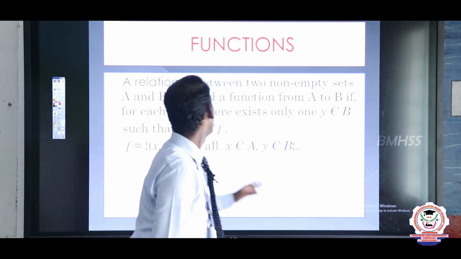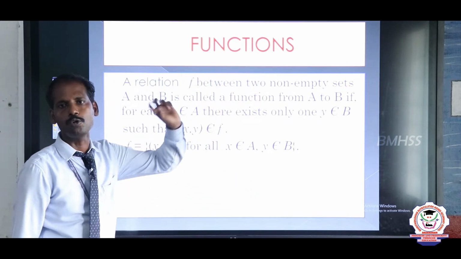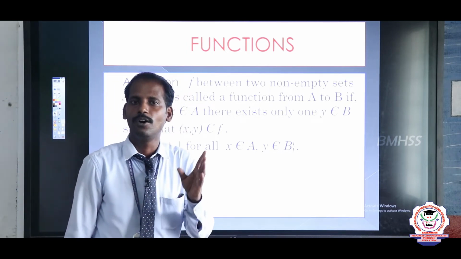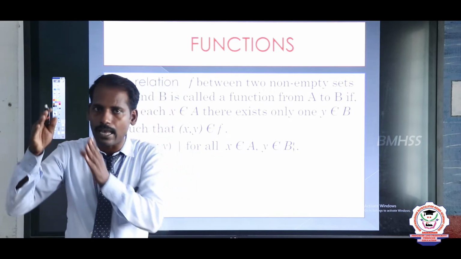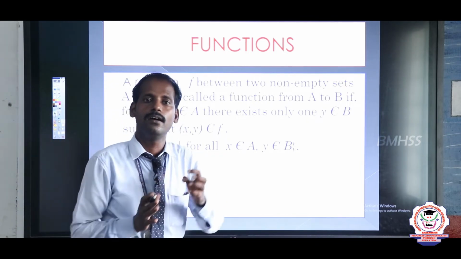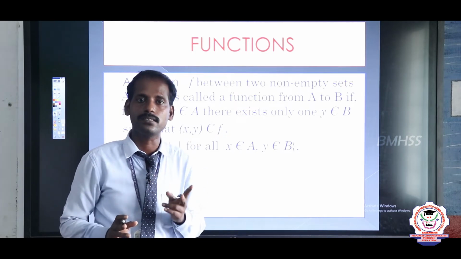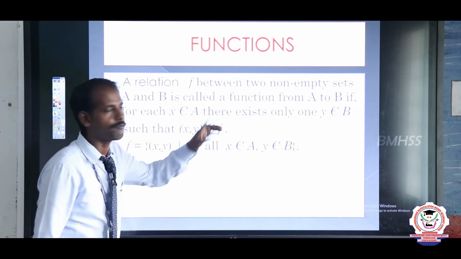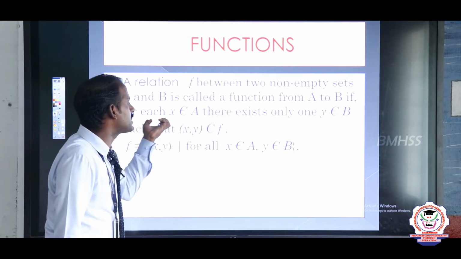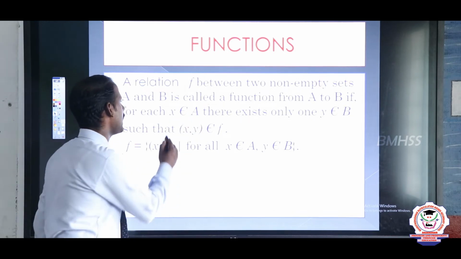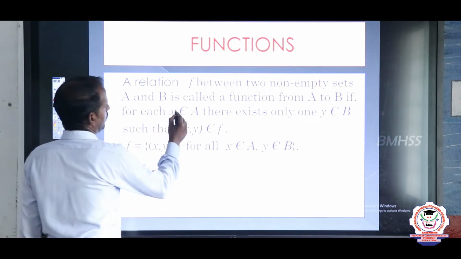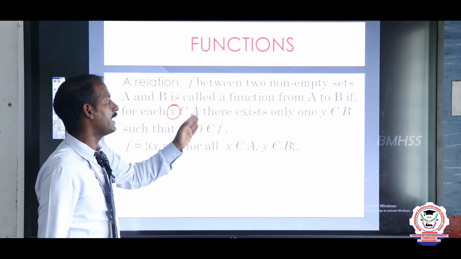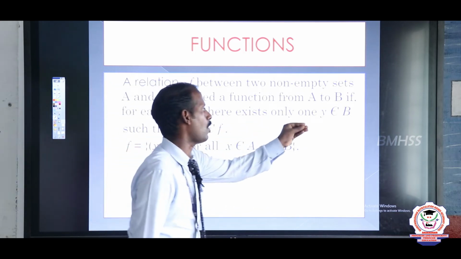Function definition. Let a relation f be between two non-empty sets. Two non-empty sets means the A set has some elements and the B set has some elements. Non-empty set means some elements are there in A and B. It is called a function from A to B if for each x belonging to A, where x is an element, there exists only one y belonging to B.